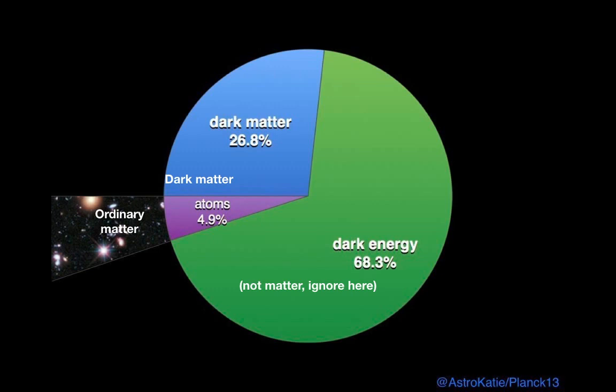But then the other component that makes up about 25% of the universe and is 5 times more abundant than normal matter is something that we call dark matter. Dark matter behaves just as regular matter does in that it experiences and exerts gravity. However, it won't interact with light at all. So it can't emit light, it doesn't absorb light, it can't radiate, it can't cool.